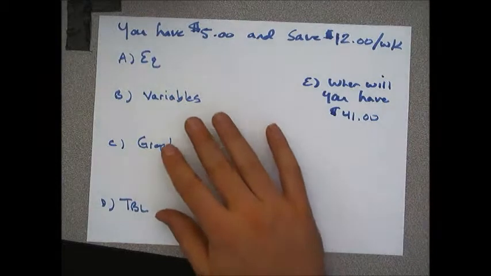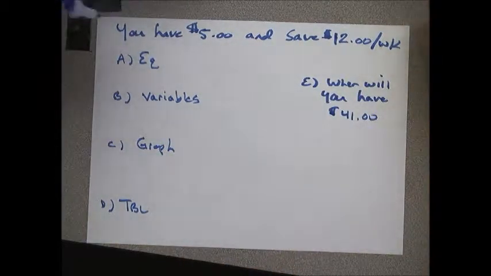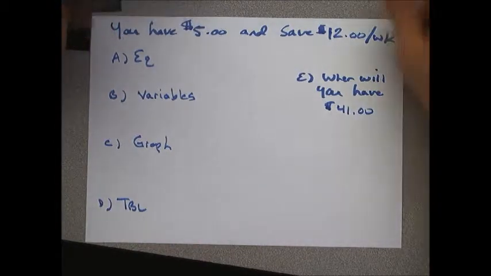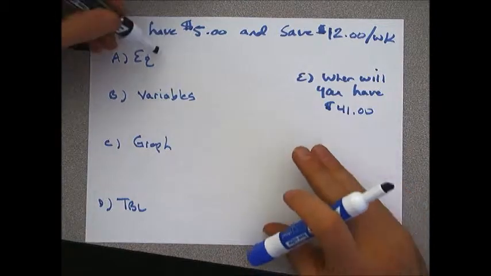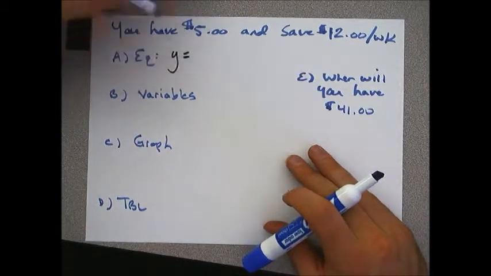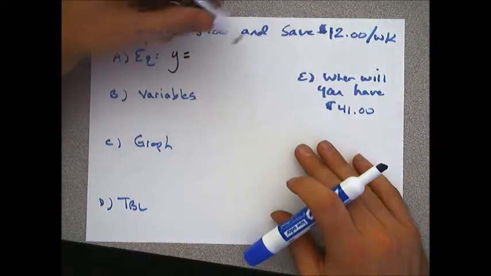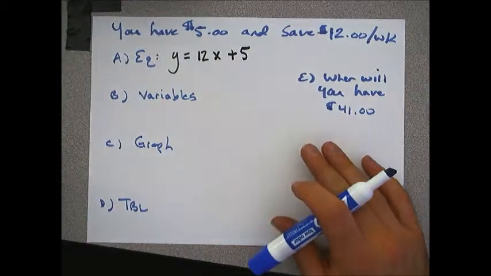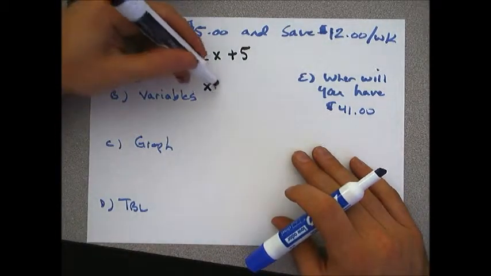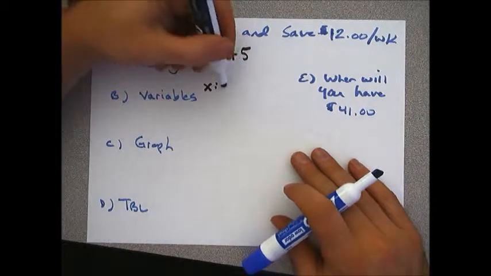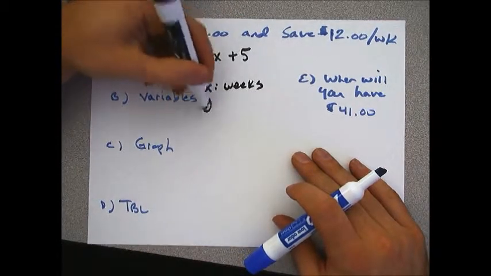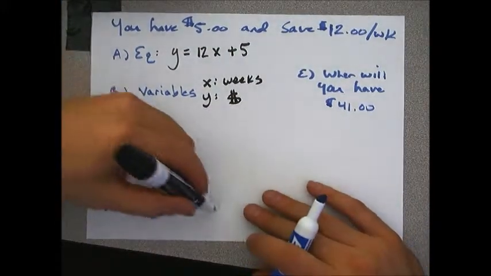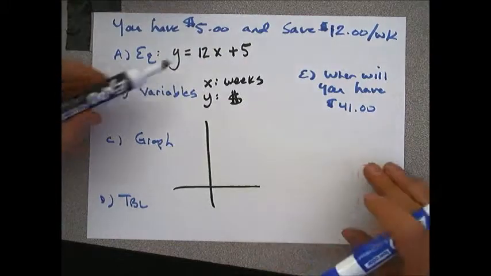Okay, so let's look at this word problem I wrote out. It says you have $5 and you save $12 per week. So one more time, you have $5 already and you save $12 per week. And the first thing that it asks here is we want an equation. So we're going to say y is equal to $12 per week, so 12x, and there was 5 already in there, so plus 5. Variables: x stands for weeks, and y stands for your money, so I'm just putting a dollar sign.